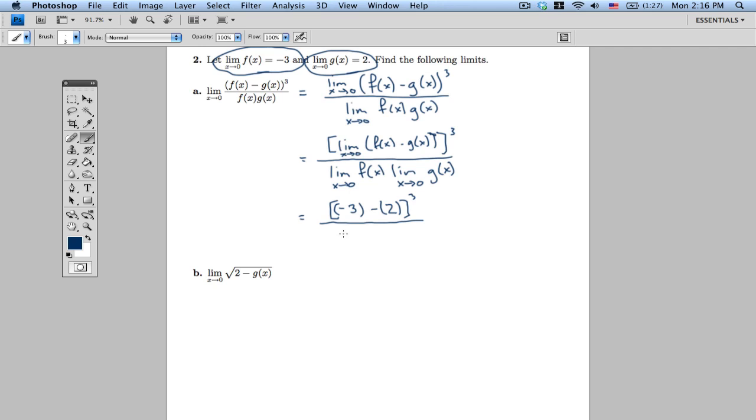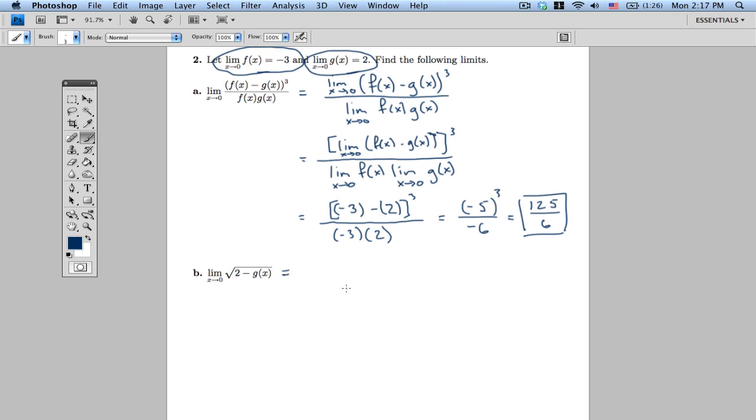And then in the bottom, we've got the limit of f, which is negative 3, times the limit of g, which is 2. All right, and just doing a little bit of the arithmetic here, the top's going to be negative 5 cubed, the bottom's negative 6, and negative 5 cubed is negative 125. So we're going to have negative over negative, which is positive 125 over positive 6. All right.